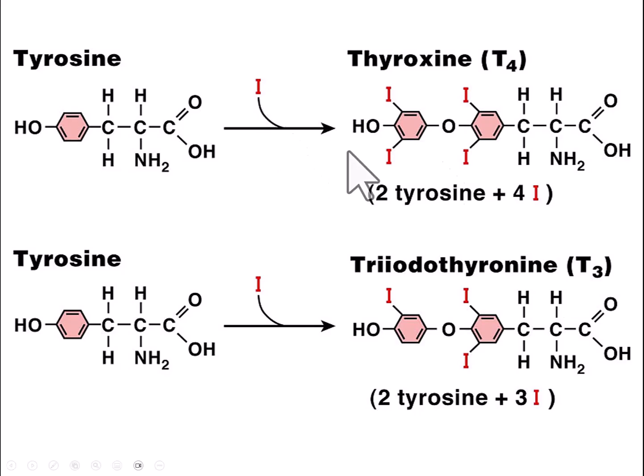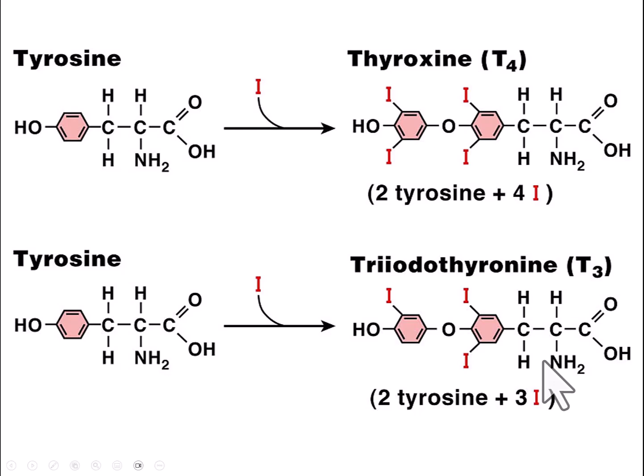And so here is iodine being added to an amino acid called tyrosine, and the amino acid tyrosine is used to make thyroid hormones. And along with iodine, you make your thyroid hormones. Well, T4 or thyroxine has 4 iodine atoms attached, hence the name T4. T3 or triiodothyronine has 3 iodines attached, and that's the difference between T3 and T4.